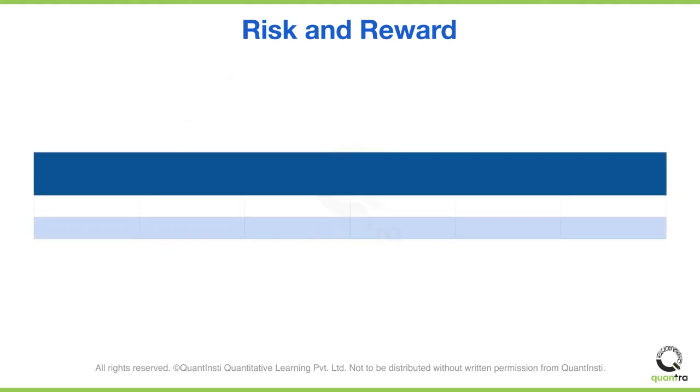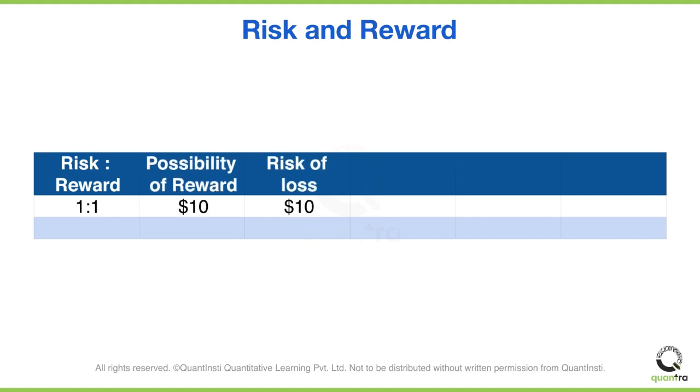To explain further, if the risk-reward ratio is 1:1, then the possibility of reward is $10, and the risk of loss is also $10. For example, if you are entering at $100, you will set a take-profit of $10 above the entry price at $110, and a stop-loss of $10 below the entry price at $90.